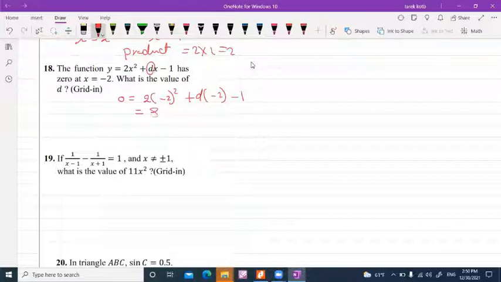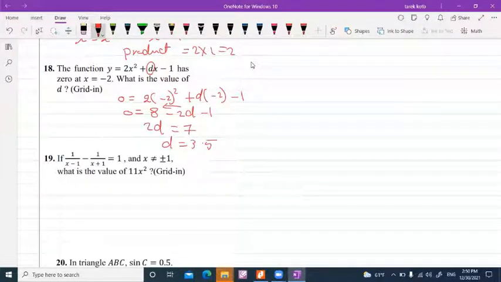Negative 2 squared equals 4, times 2 equals 8. And this will be negative 2d minus 1. All right, so take this to the other side. So it will be 2d equals 8 minus 1, which is 7. So the d equals 3.5, which is 7 divided by 2.